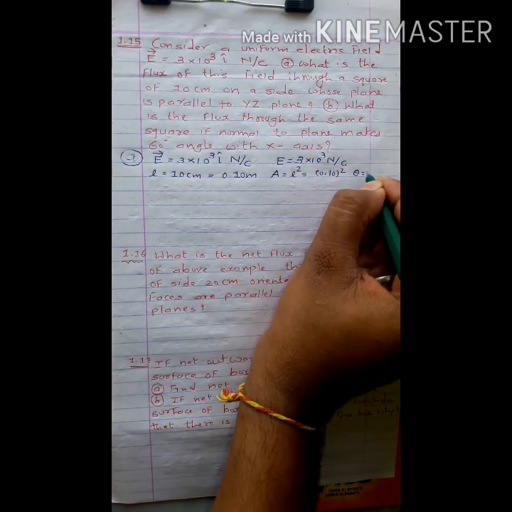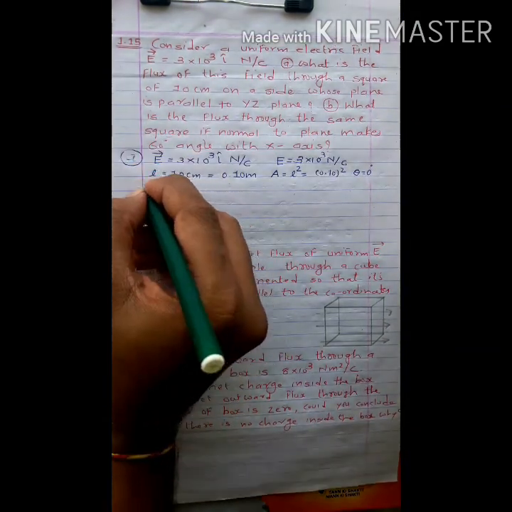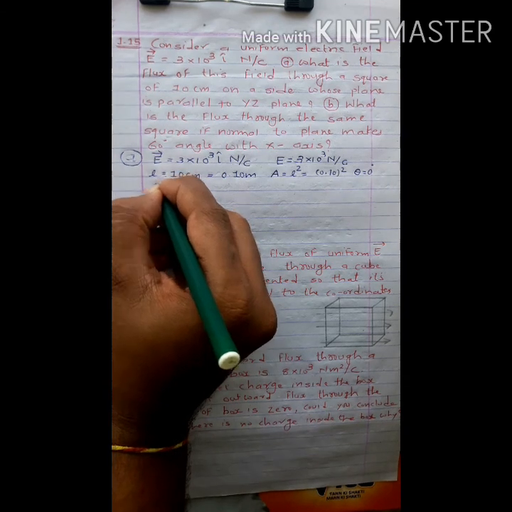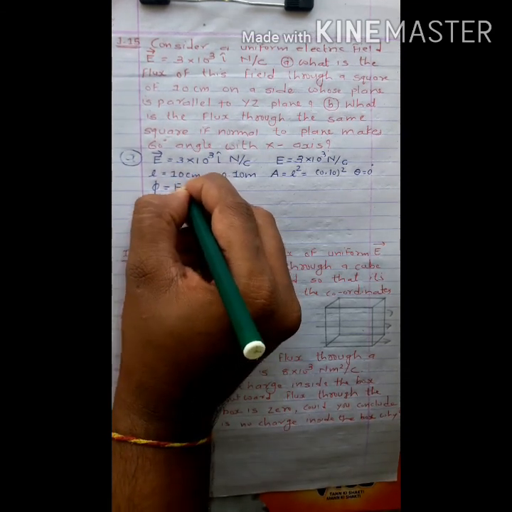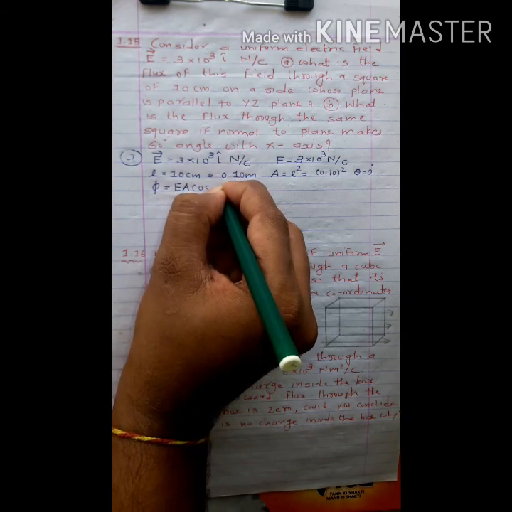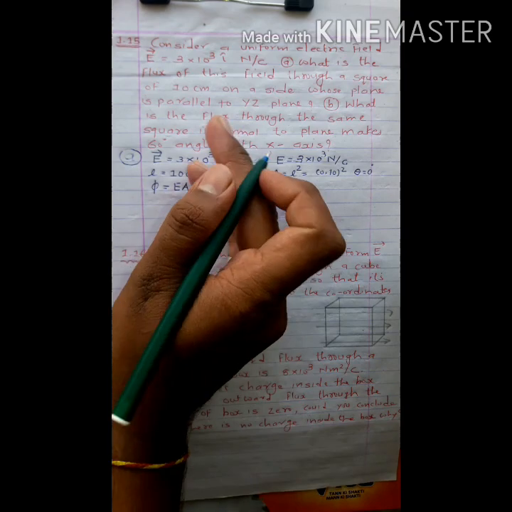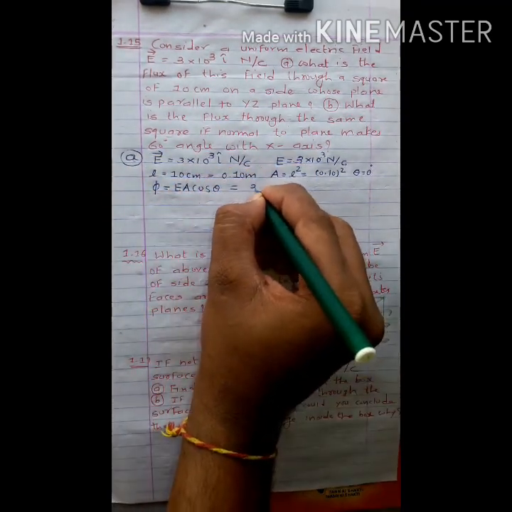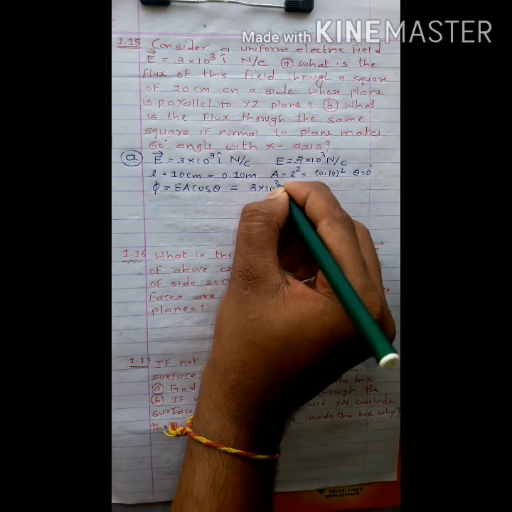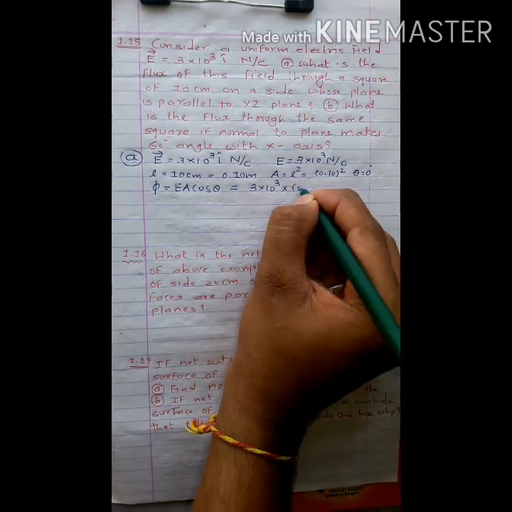Clear? Both are in the same direction, so take theta equal to 0 degree. Find the electric flux. Here we will use the equation of electric flux: phi is equal to EA cos theta. Substitute all quantities. This is our first point, a. Electric field is given, 3 into 10 to the power 3, into area, area means 0.10 square.